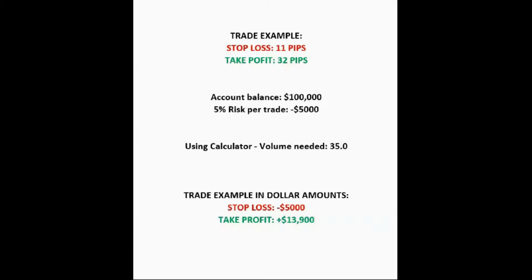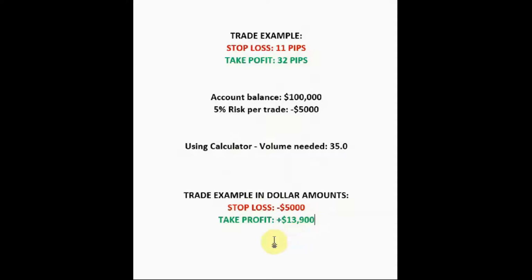The last example we'll go through is a much larger account. This account balance is $100,000. It's the exact same trade, stop loss 11 pips for a take profit of 32 pips. The percentage risk is the same, 5%, but the monetary value is negative $5,000. Using the calculator, the volume needs to be 35 lots for that trade to be negative $5,000. In terms of monetary value, your loss is negative $5,000 and your take profit, if it gets there, is $13,900.